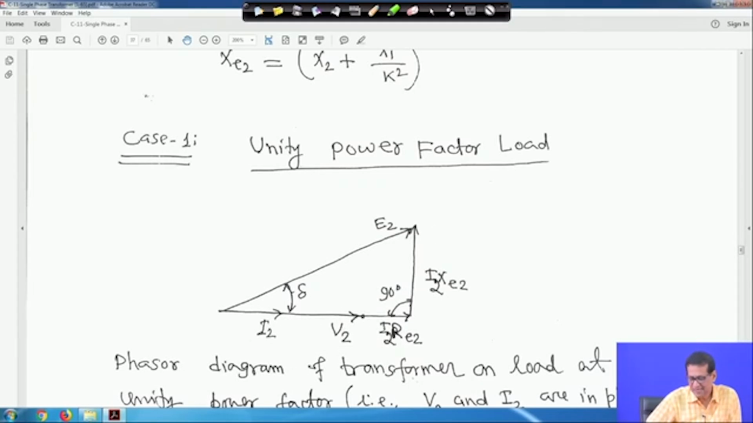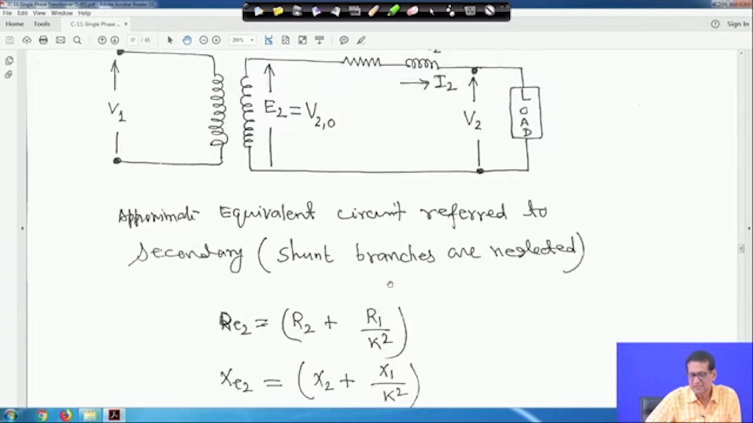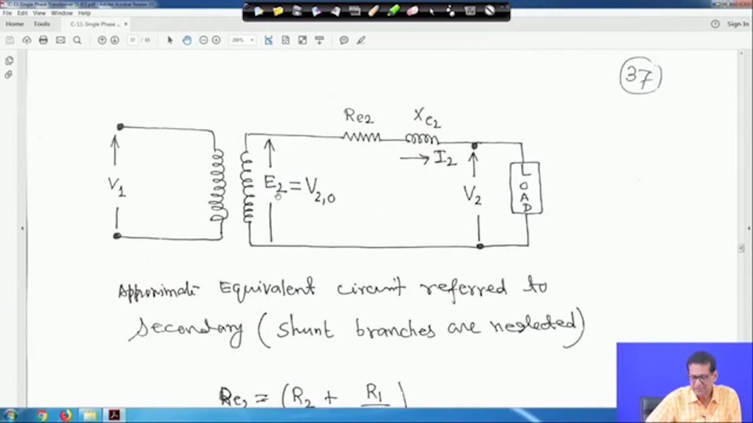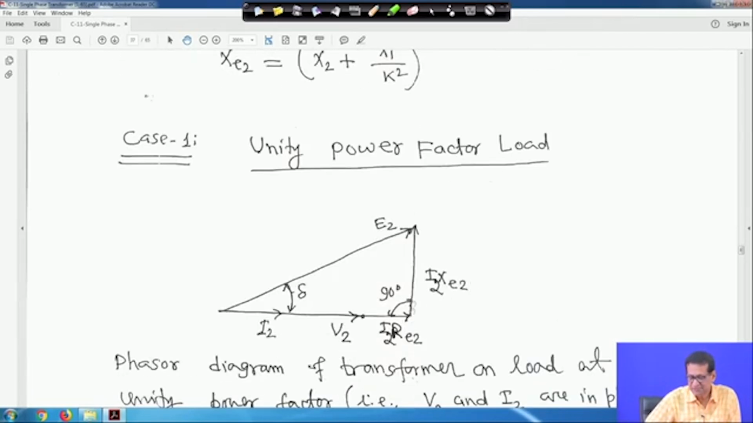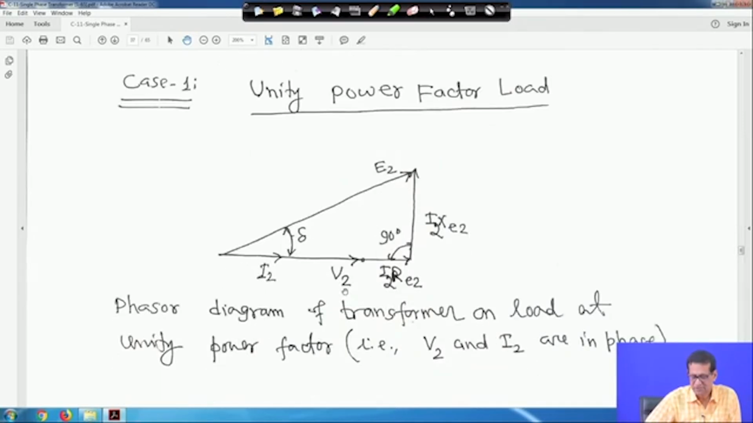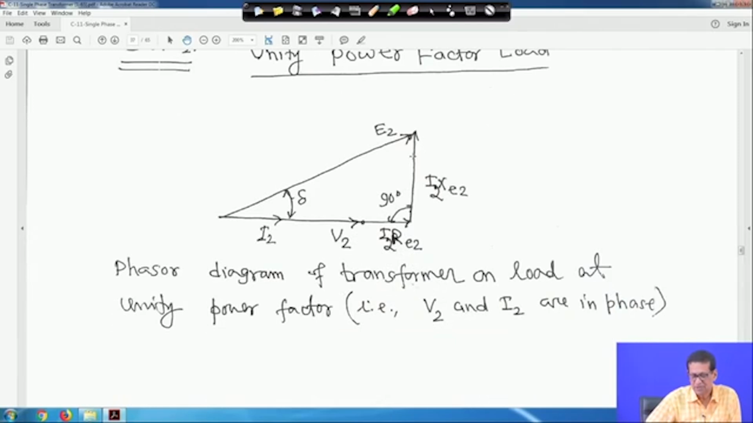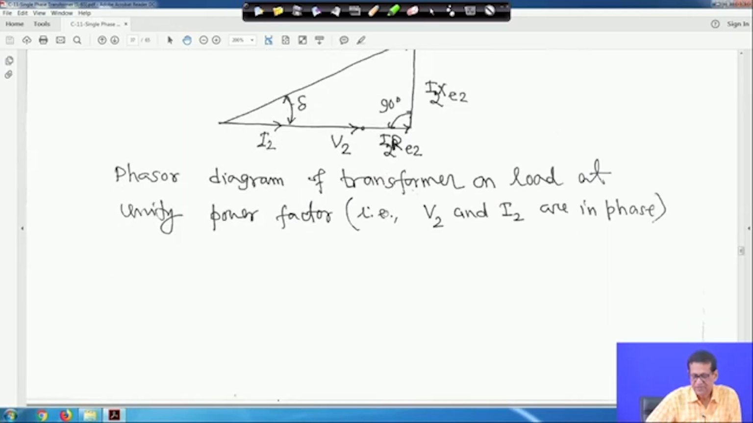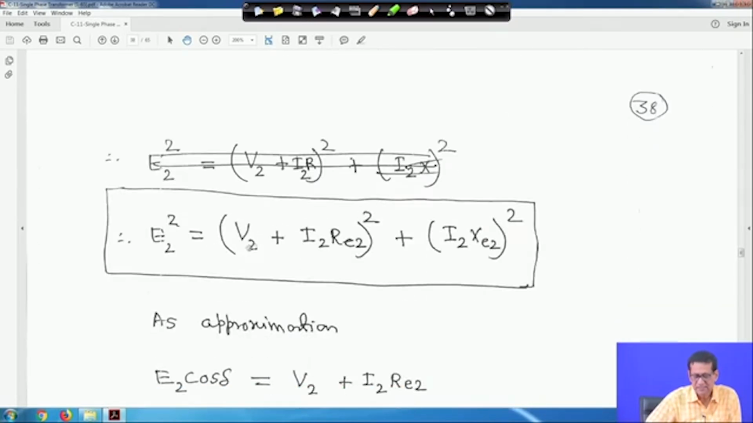Another thing is the I2 Re2 drop, which you also add, because E2 is equal to V2 plus I2 Re2 plus j I2 Xe2. As j I2 Xe2 means it will be 90 degrees from here to here, and this is the voltage E2 and this is delta. So, E2 square will be equal to (V2 plus I2 Re2) square plus (I2 Xe2) square, that means E2 is equal to the square root of this.